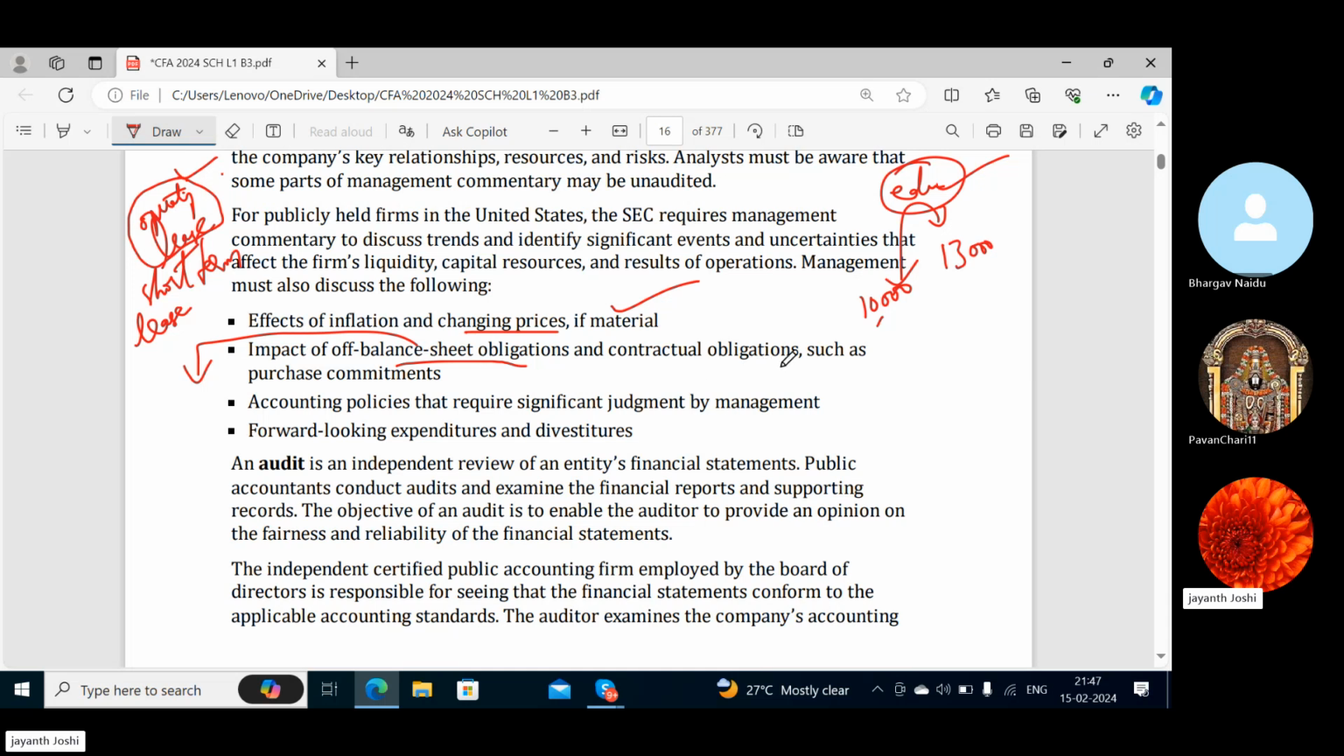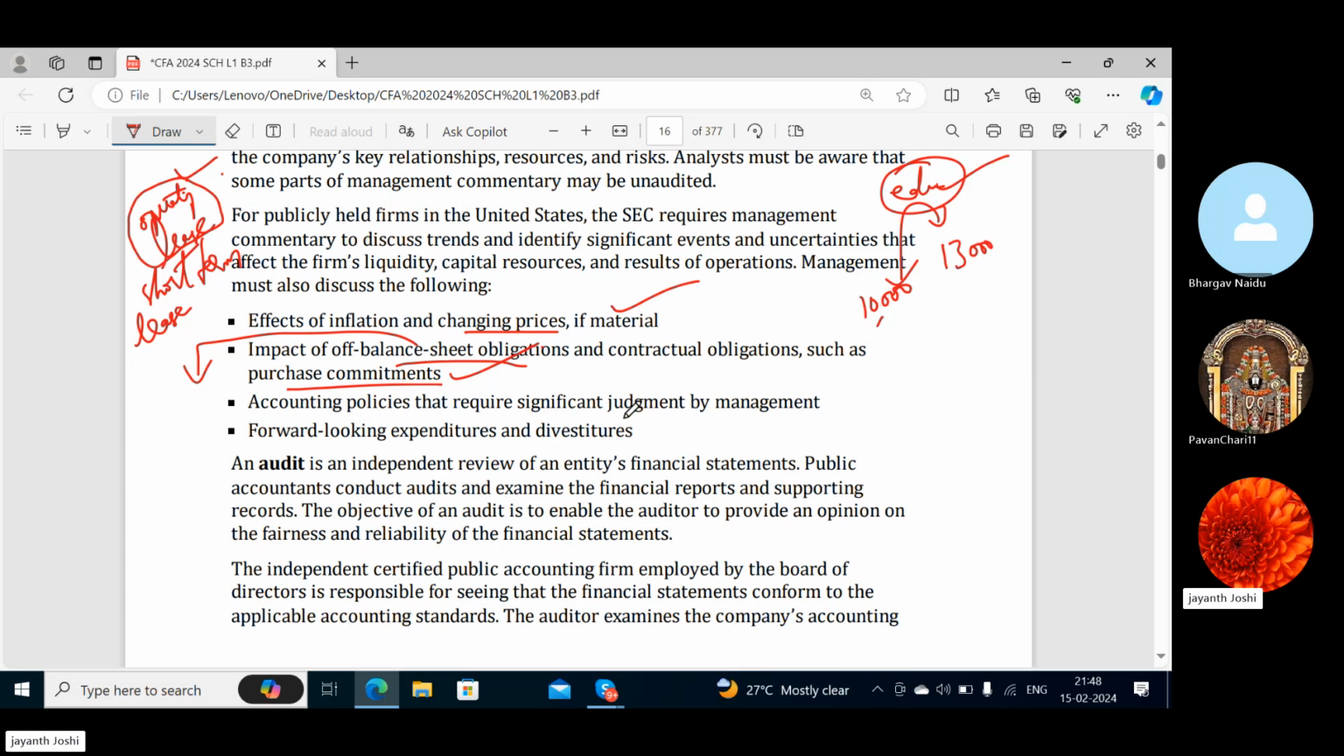And certain contractual obligations such as purchase commitments. This can also be a very important aspect under the management discussion and commentary. Every kind of aspect should be discussed with the analyst, or the analyst must take notice of it.